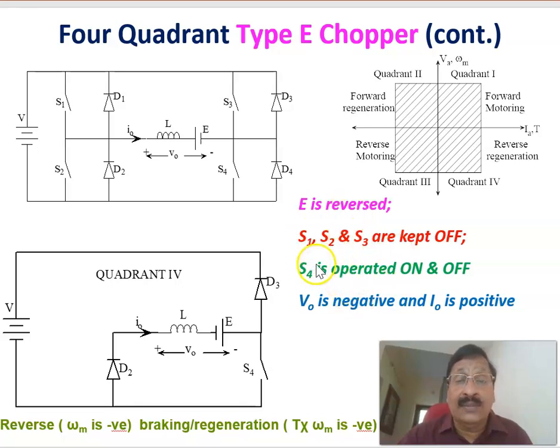These are the switching positions. We have already seen that S1, S2, S3 are kept off, and S4 is operated at high frequency. In that case, we see that the average voltage is negative: when the switch is on, you get 0 voltage, and when the switch is off, you get a negative voltage. Therefore, the average voltage becomes negative, and the current is always in this direction, so the average current is positive. That is, it is working in the region in which torque is positive, omega m is negative, and T into omega is negative, and that is why it is called reverse regeneration. That is the fourth quadrant of operation of a 4-quadrant chopper.